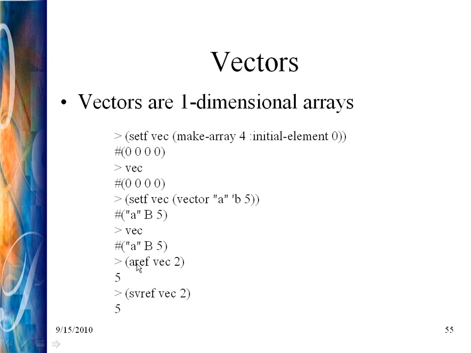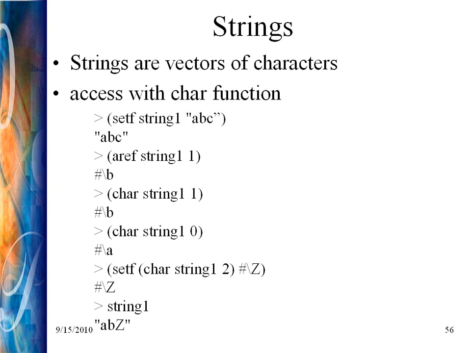Aref has to look at its argument and say, okay, it's an array, so how many dimensions does it have, and how many arguments do I have, etc. So it's got to do a little bit of extra work at the beginning until it figures out it's dealing with a vector. But svref knows that its argument is a vector and it's only going to have one dimension or index argument. So it's a little bit more efficient.